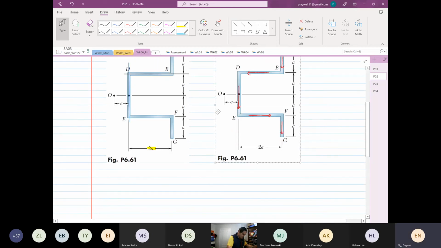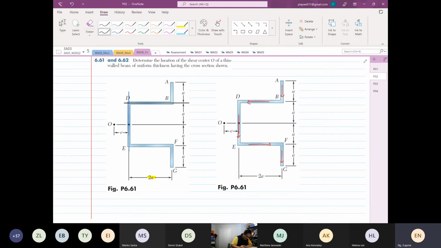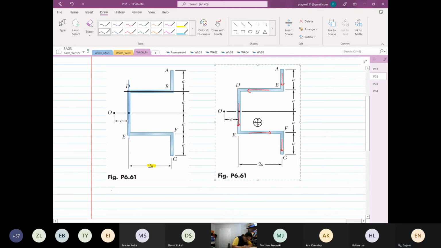So the first thing I'm going to write down here: note how the dimensions were made. Okay, so take note of that.